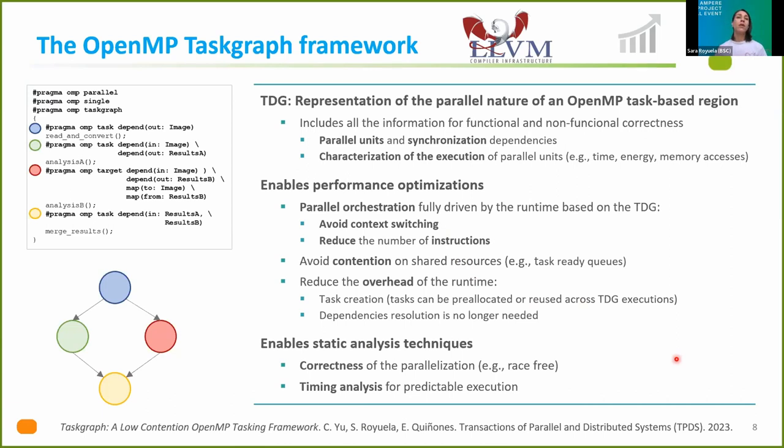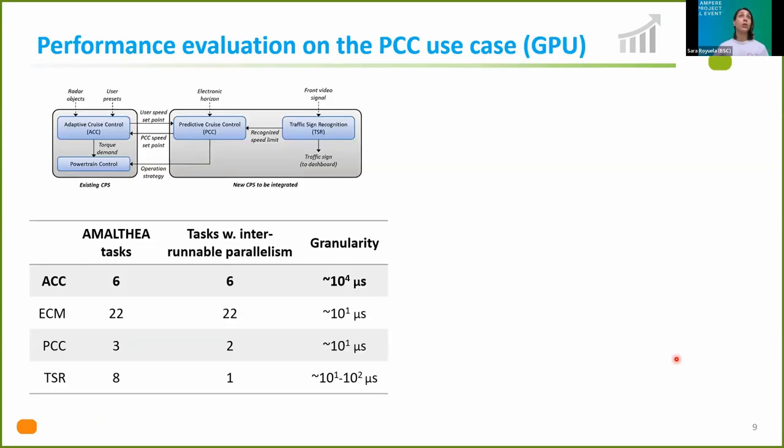Another important factor is that the task dependency graph representation also enables different static analysis techniques that allow us to conclude whether the code is correct with respect to the parallelization, so we avoid having race conditions. And it also allows timing analysis techniques for predictable execution.